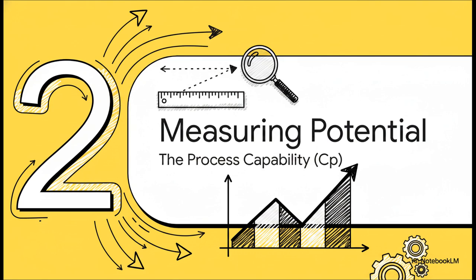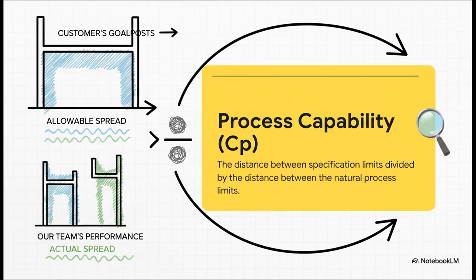So how do we actually measure this capability? Well, that leads us straight to our first key metric, which is all about measuring the potential of the process. It's called the Process Capability Index, or just Cp for short. And honestly, it's just a simple ratio that asks a really simple question: how wide are the customer's requirements compared to how wide our process variation actually is?